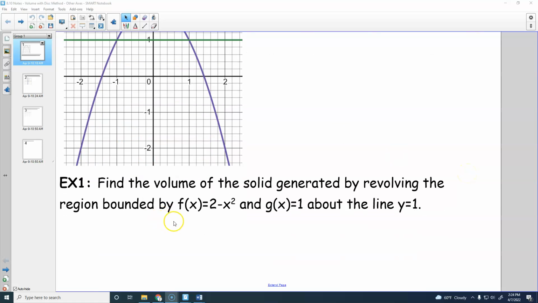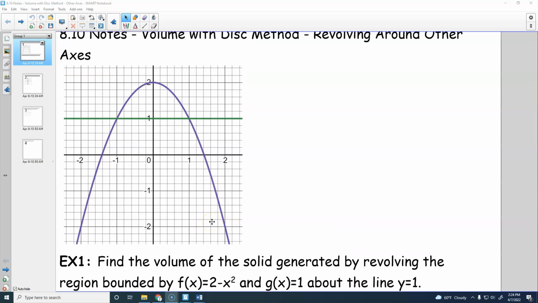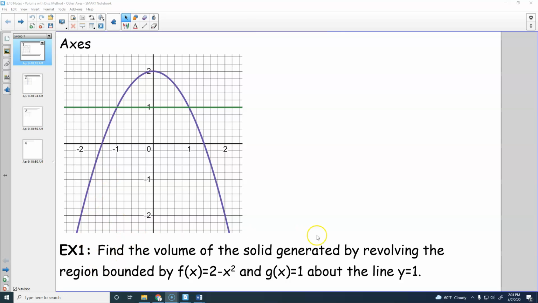So, all right. The difference about what we're going to do today is it's going to be very similar to what we have been doing, but we will be rotating around lines that are not the X or Y axis today. They will still be horizontal or vertical, but they will not be the X or Y axis. About the y equals 1. Yes. All right, so it's just going to change our radius, our radii, a little bit.